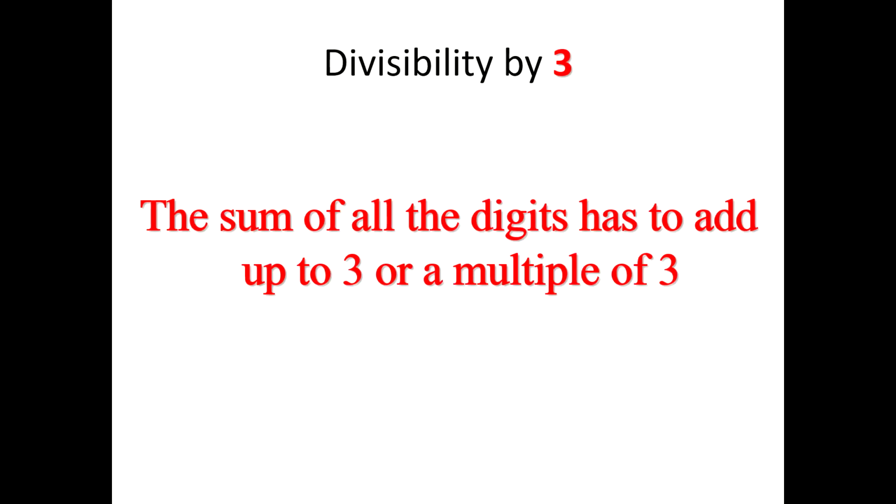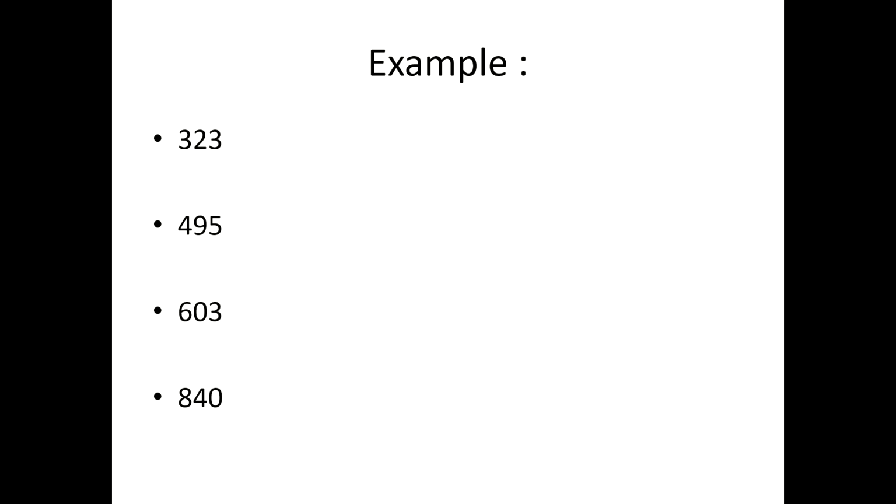Okay, now the divisibility by 3. The sum of all the digits has to add up to 3 or a multiple of 3. So here we have 323. We will add all of the numbers, which are 3 plus 2 plus 3, and that equals 8. And 8 is not a multiple of 3, so it is not divisible by 3.